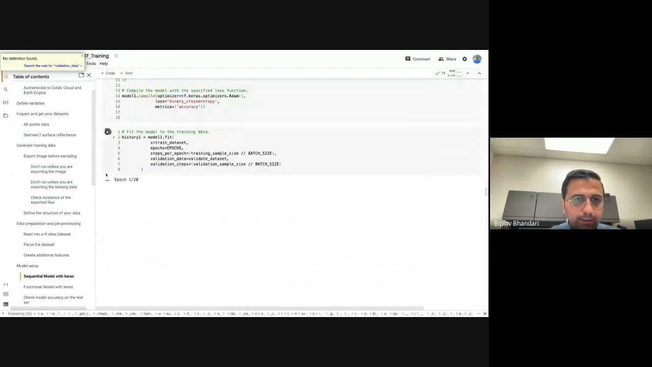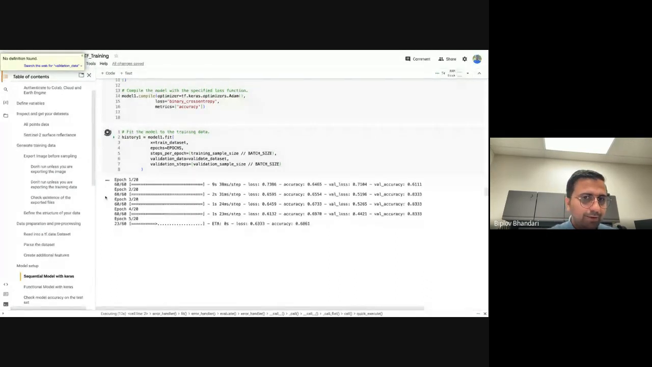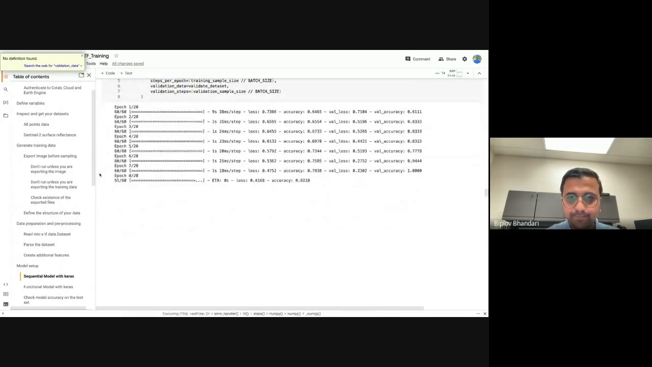So when you run this, yeah, it's running for 20 epochs. It's a very simple network, and it doesn't have tons of data in it. It's just 3000 data points, so it runs relatively fast. But trust me, if you have millions of data points, this could take a while to run.